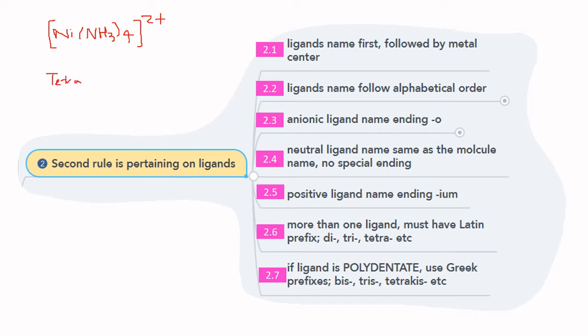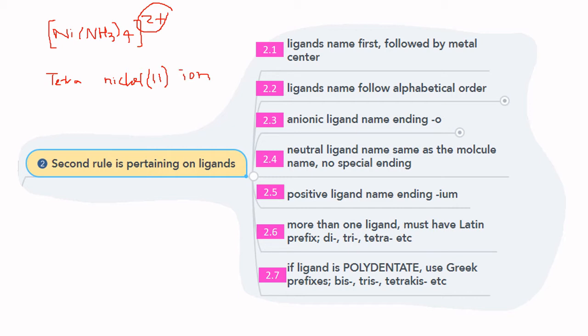And then after that, because this is a cationic complex, the name is still nickel. And then you have the oxidation state in the middle. After that, because it is an ionic complex, you need to put ion at the end of the name.